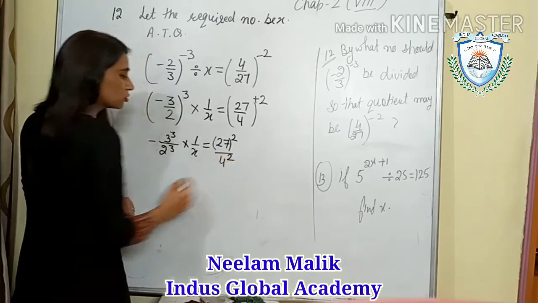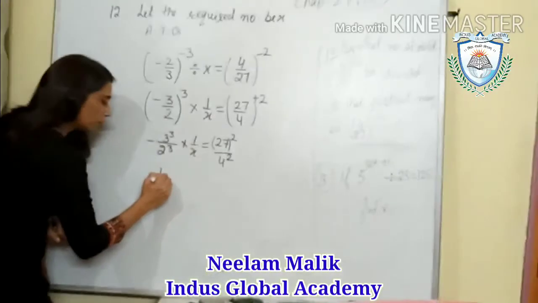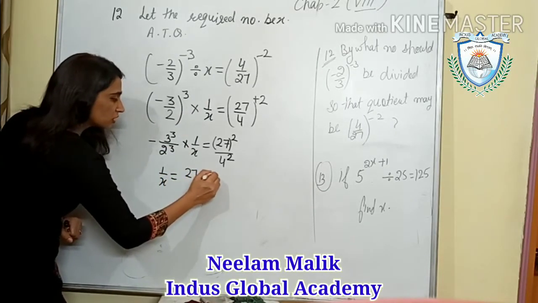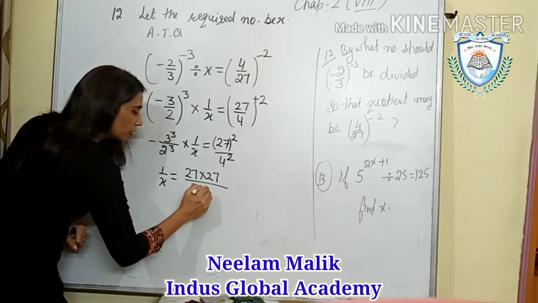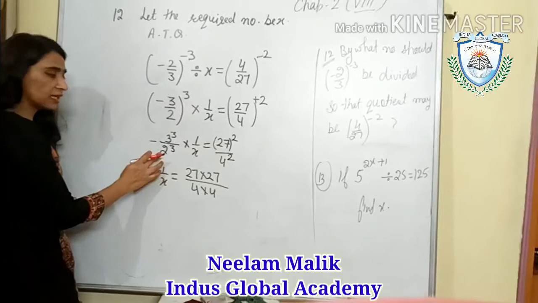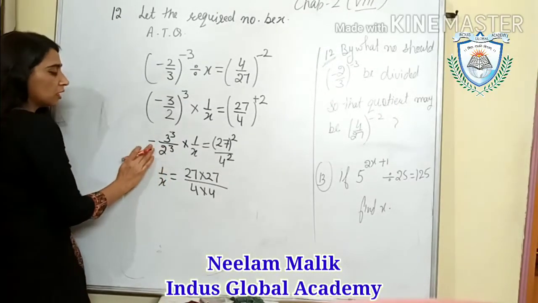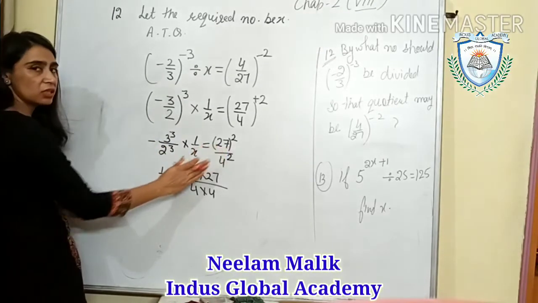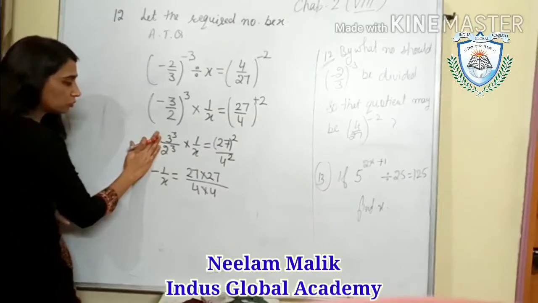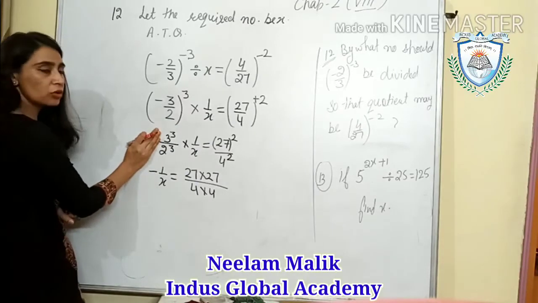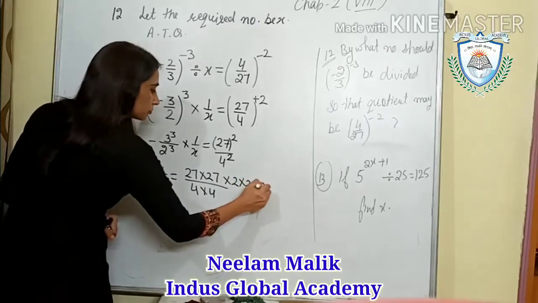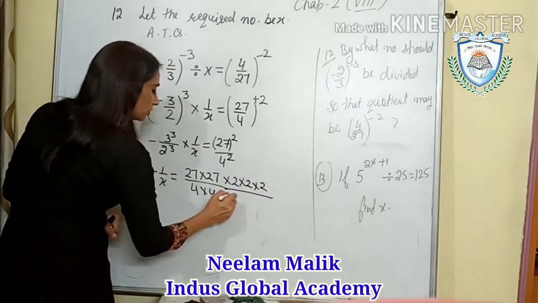Now 1 upon x will be here, and there is 27 two times, means 27 into 27, and 4 into 4. This number will go there, this number will go there. This is negative, so you can leave this negative here or take it to the other side. This is your choice. So I am putting minus here. Okay, now the minus will go to the other side. It will be at the top, 2 raised to power 3 and 3 raised to power 3.